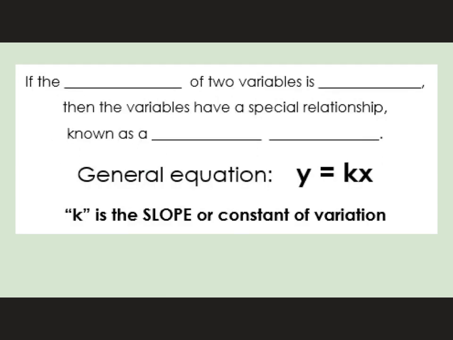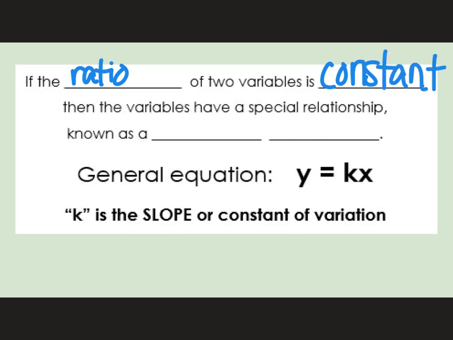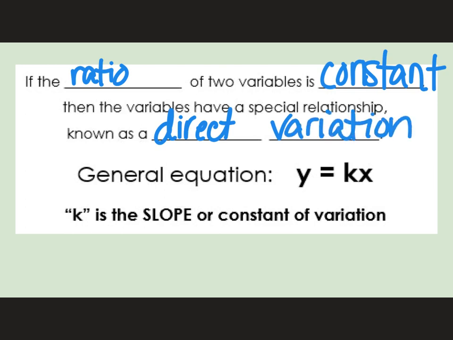So in this case, we're talking about if the ratio of the 2 variables is constant, then the variables have a specific relationship known as what we already brought up, direct variation, meaning they vary directly with each other.